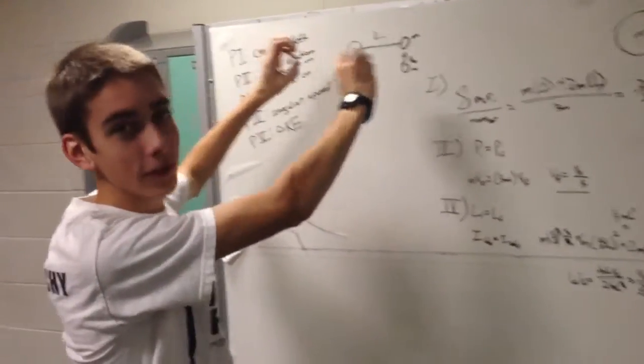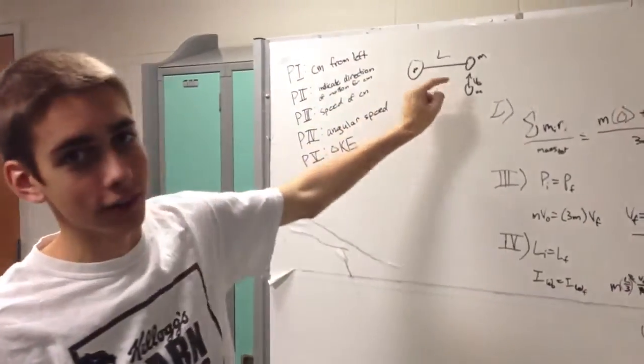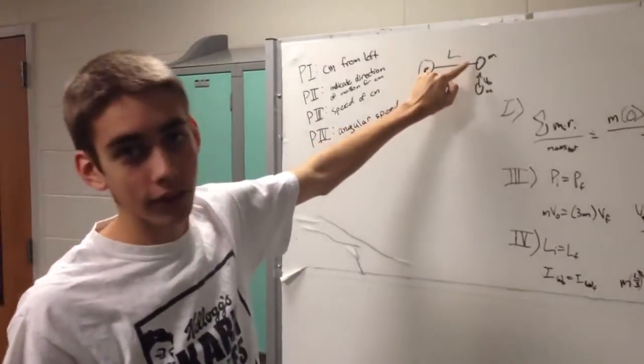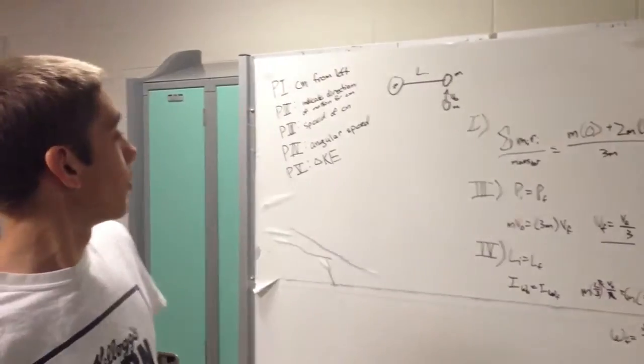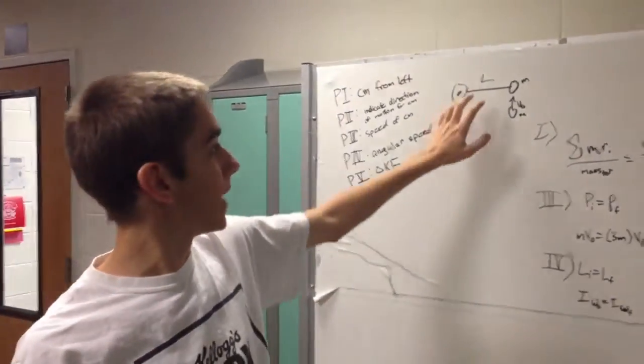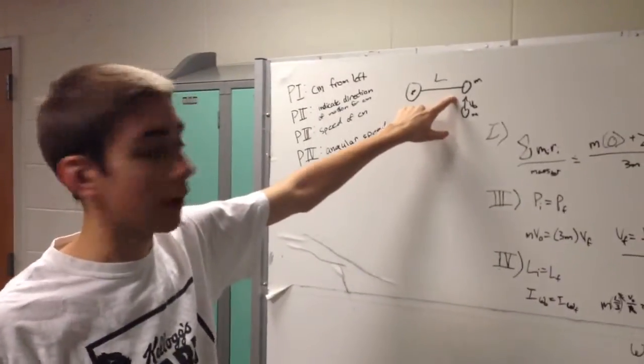Space with two balls, just like part A, except this time when the astronaut shoots the clay ball, he hits one of the sides of the rod instead of the center of the rod. So part 1 is to find the center of mass after the clay ball connects with the rod.